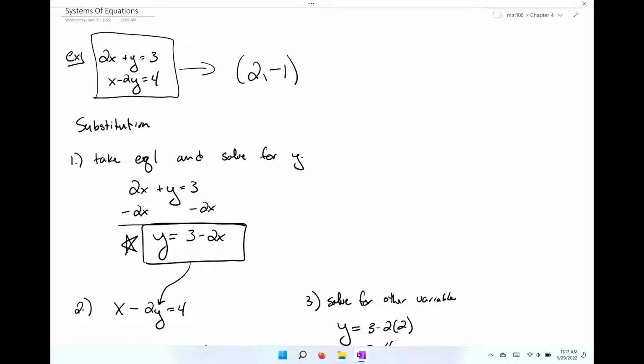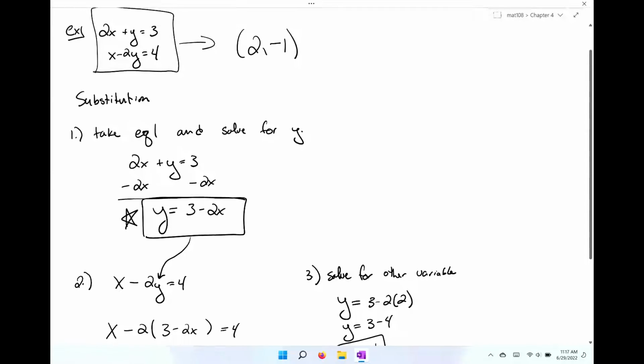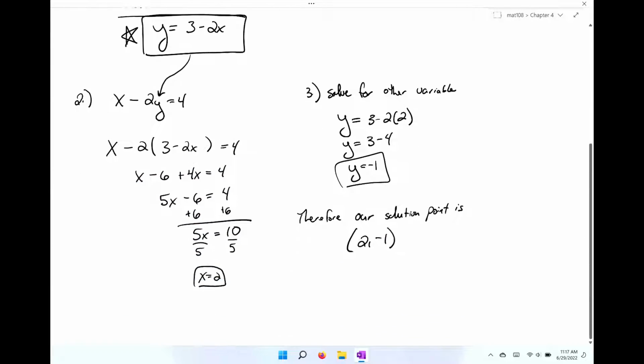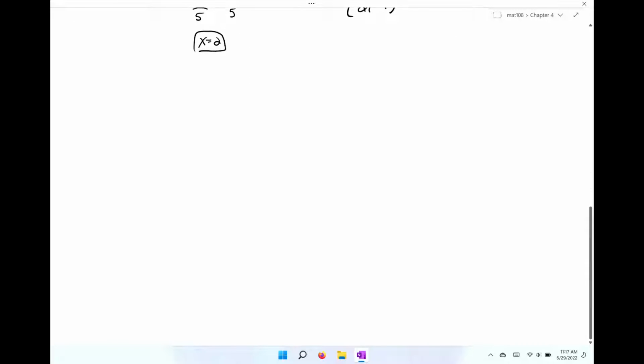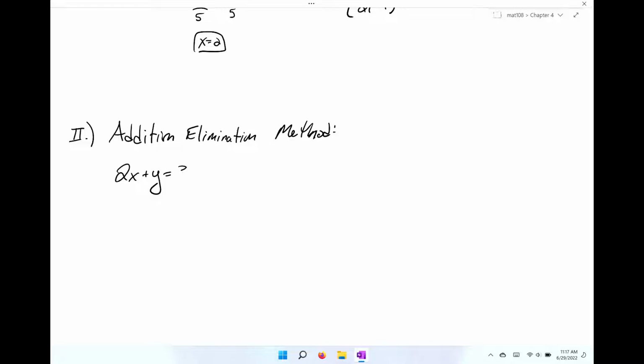Now, I'm going to do the same exact problem because we already know the answer. The answer is 2, negative 1. I'm just going to do this with the addition elimination method. So let me write this out real quick. Addition elimination method. And I'm going to write the system out again. 2x plus y equals 3. x minus 2y equals 4.